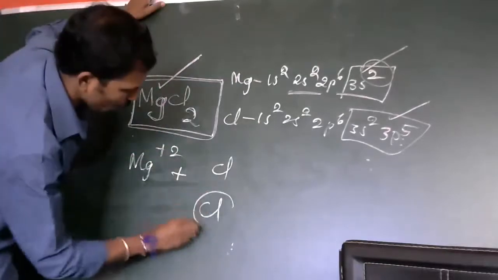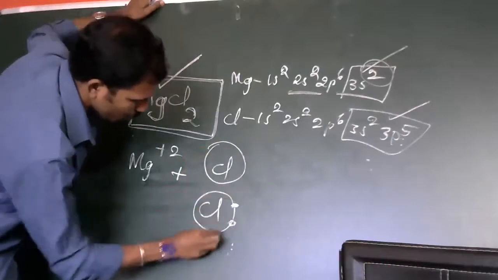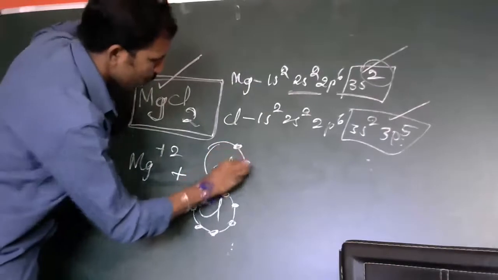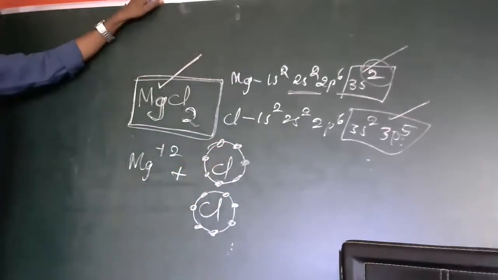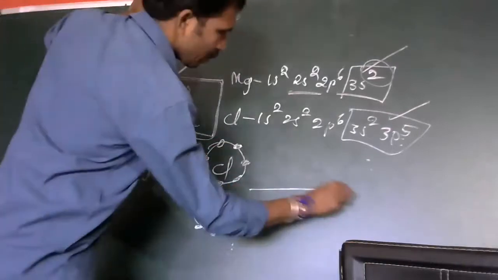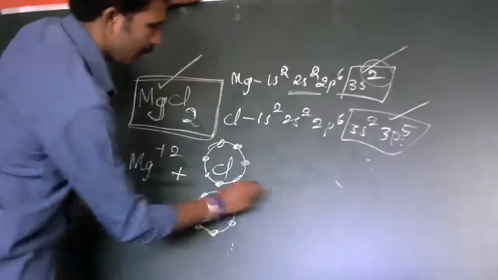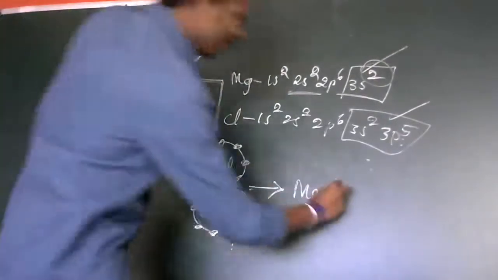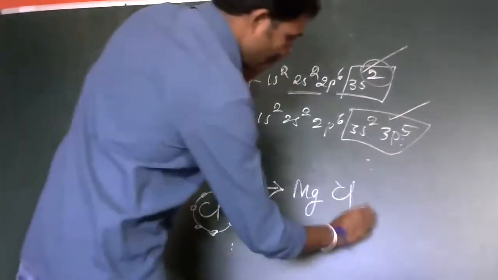In the outermost shell of the chlorine atom, we have 7 electrons: 1, 2, 3, 4, 5, 6, 7. Each chlorine atom has 7 electrons. If you take the bond formed here, what happens is MgCl2 is formed.